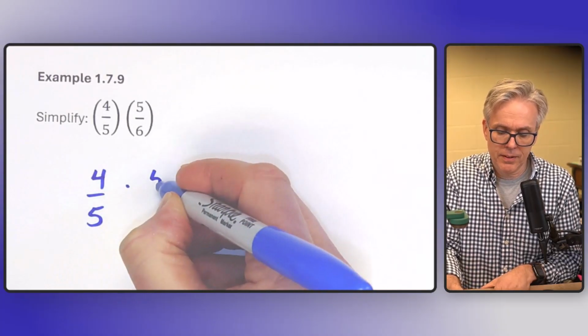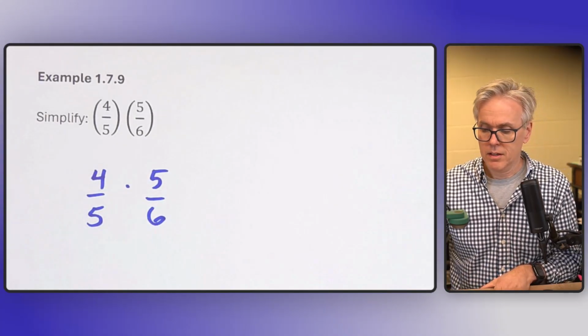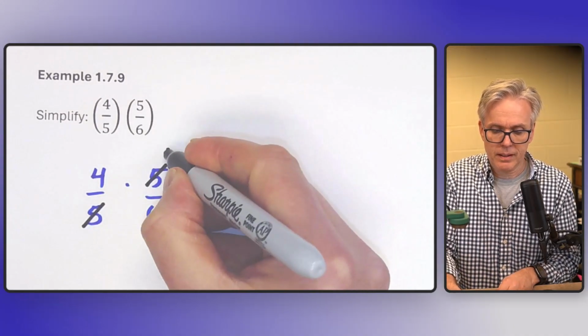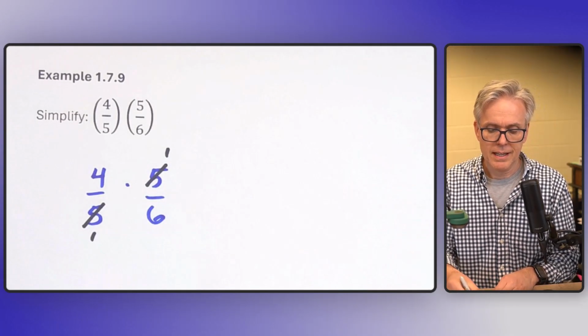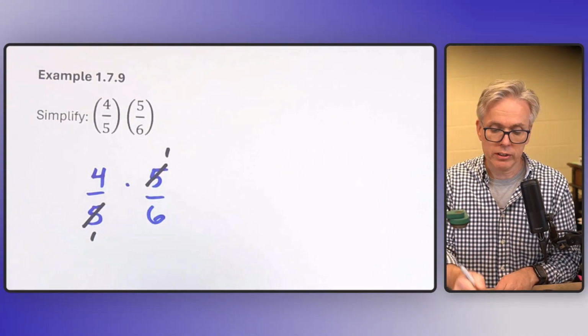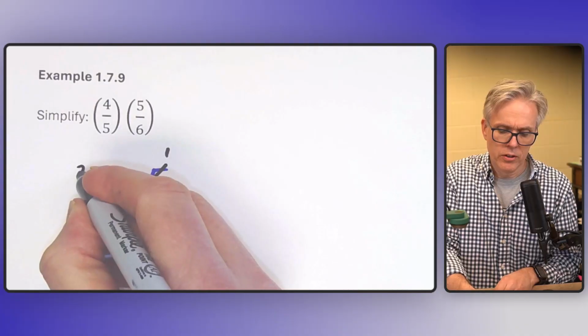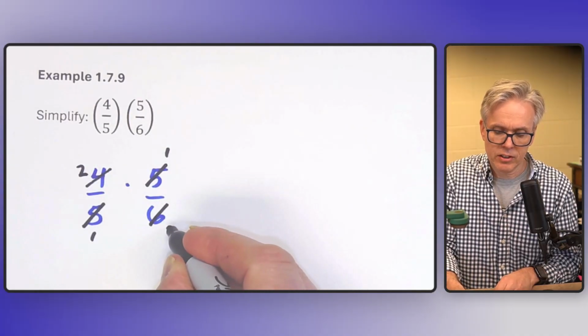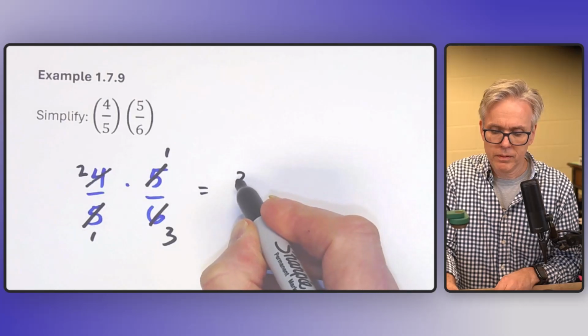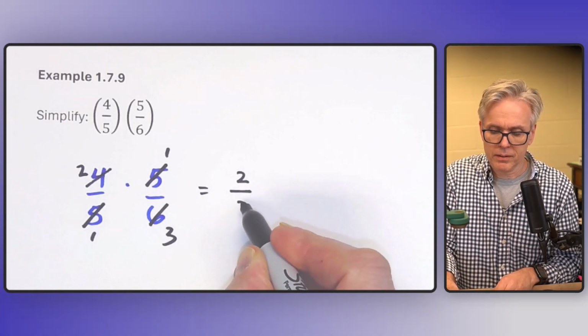So 4/5 times 5/6. So what can we do here? Well, the 5's are going to cancel. Again, I'll put 1's here as placeholders. How about 4 and 6? Well, they don't go in evenly, but 2 goes into both of these. So 2 goes into 4 two times. 2 goes into 6 three times. 2 times 1 is 2. 1 times 3 is 3.